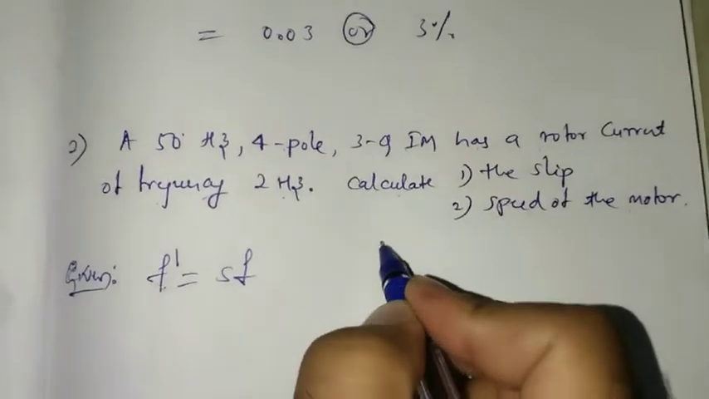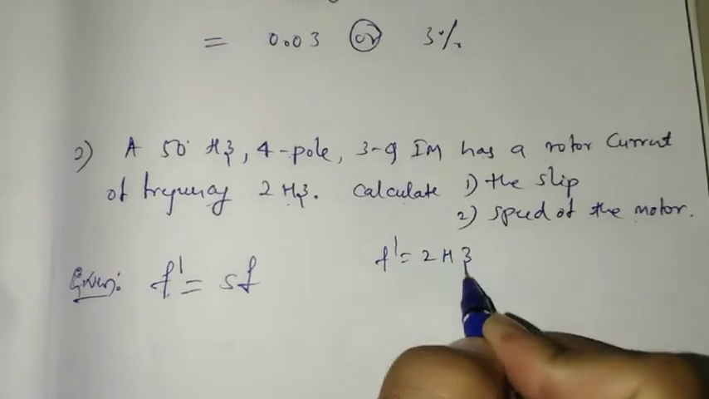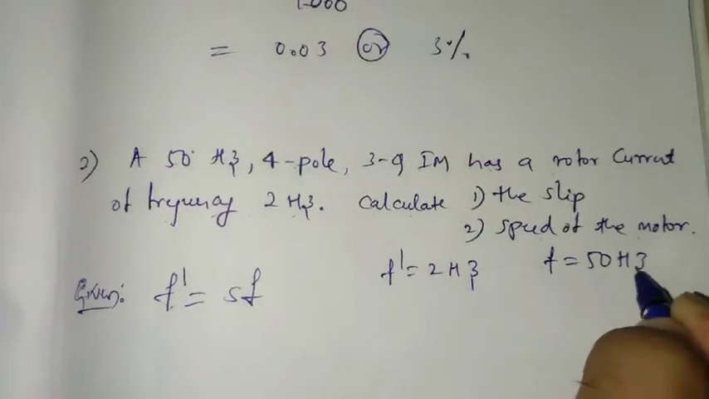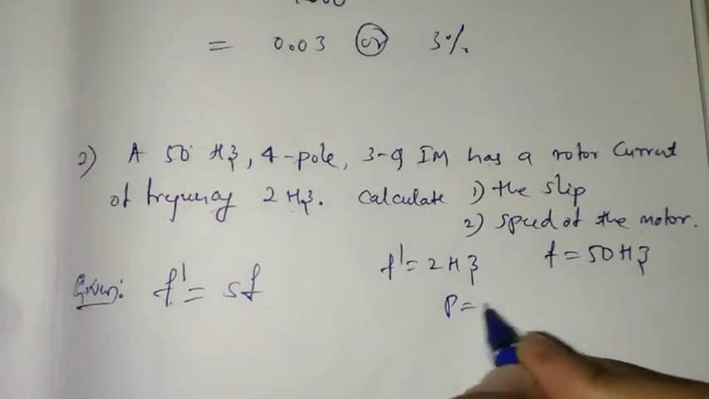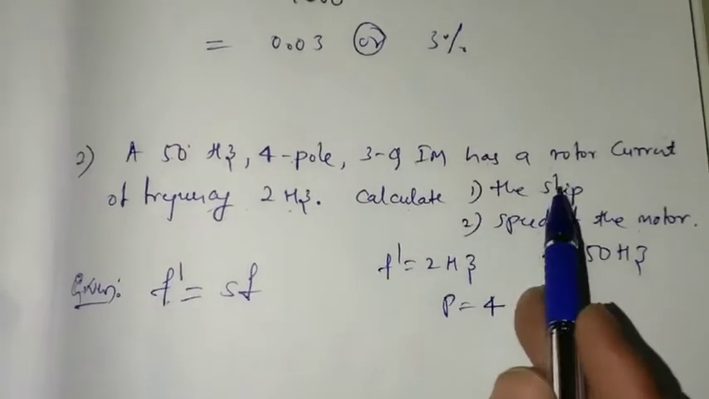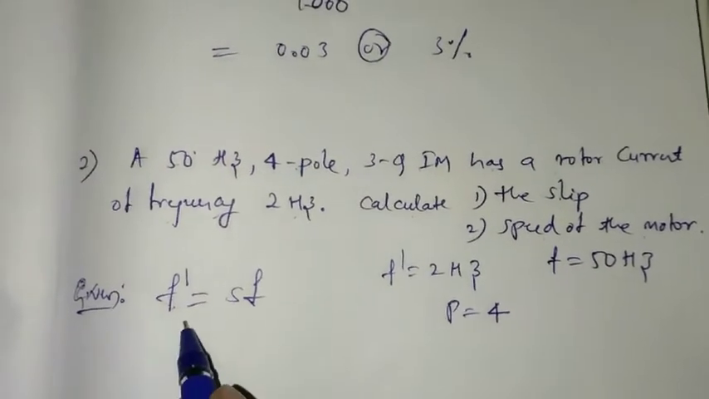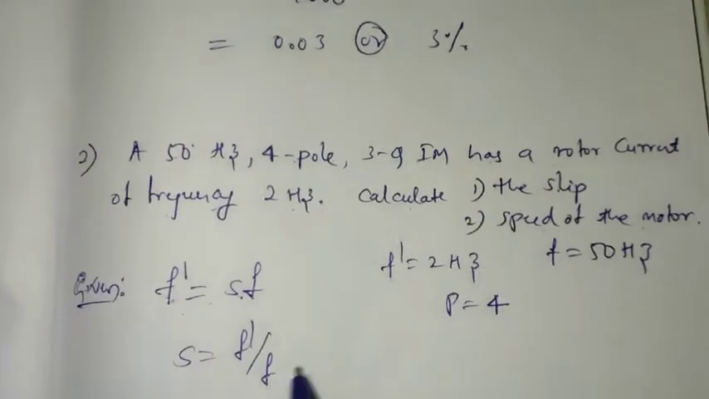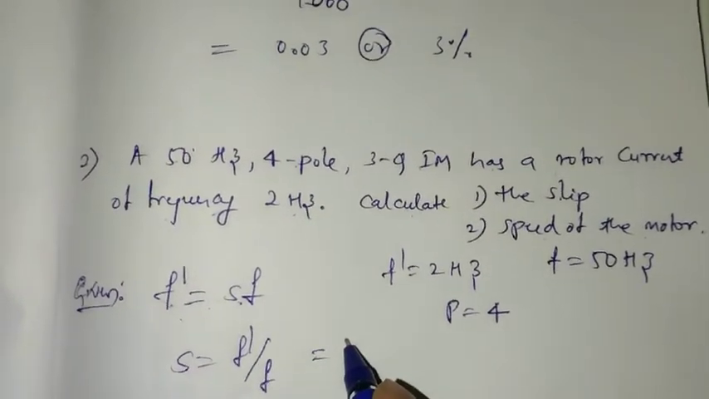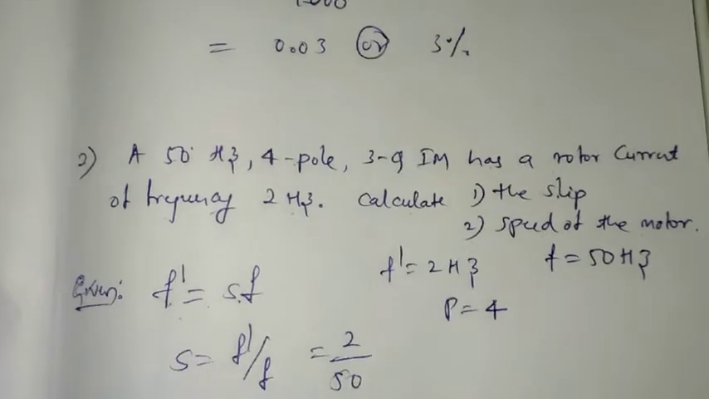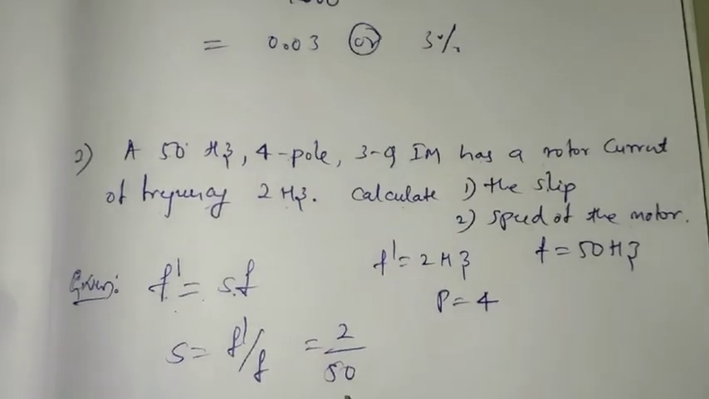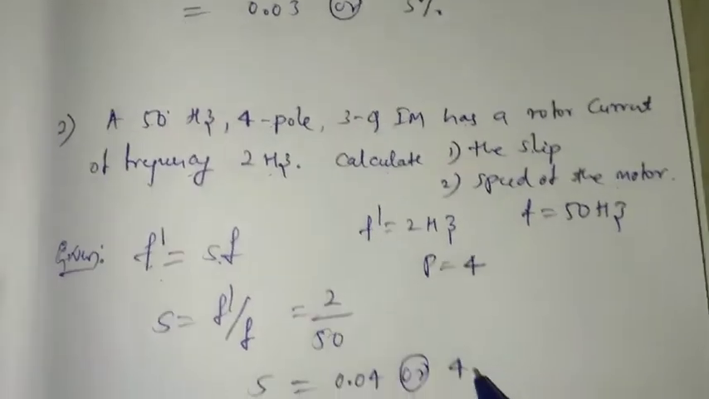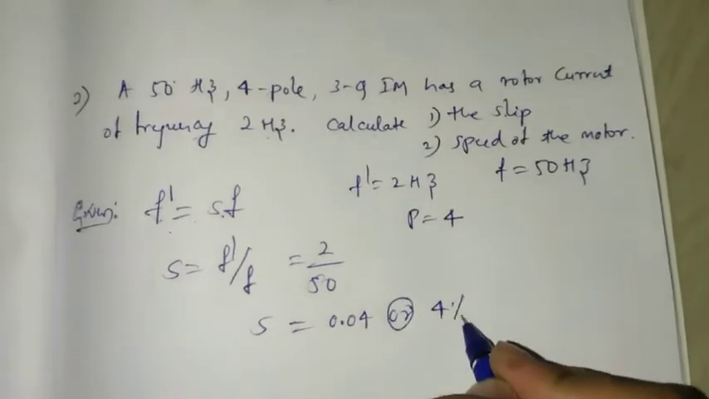So the given data is f dash is equal to 2 Hz, and 50 Hz is the stator frequency, and p is equal to 4. So calculate the slip. Use this relation, f dash is equal to sf, so s is equal to f dash by f. F dash is 2 Hz, f is 50 Hz. So you will get s is equal to 0.04, or in percentage, if you multiply by 100, you will get 4%.